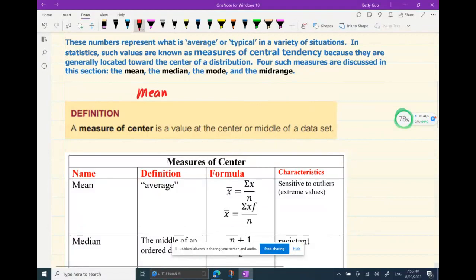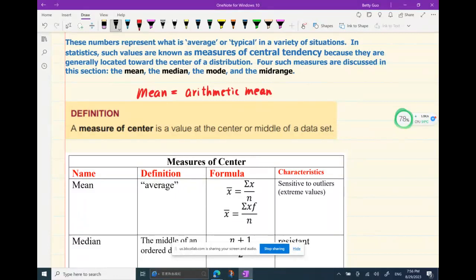Mean here, I need to point out, means arithmetic mean. You might wonder, are there other types of mean? Yes, there are geometric mean and harmonic mean, but we do not cover them. In our book, when we do our homework, when we say mean, it refers to the arithmetic mean.